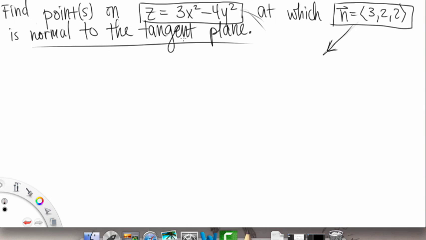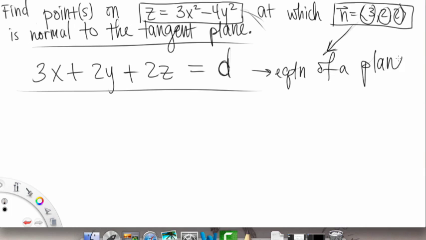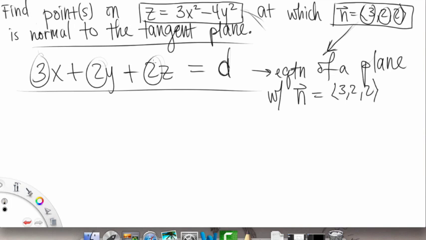What we can do is take each of these components, the x, y, and z components, and use them as coefficients for each of those respective variables. And then we'll set it equal to some constant d. So what I just created is an equation of a plane. More importantly, this is an equation of a plane with normal vector 3, 2, 2, because that's what our coefficients for x, y, and z are respectively.